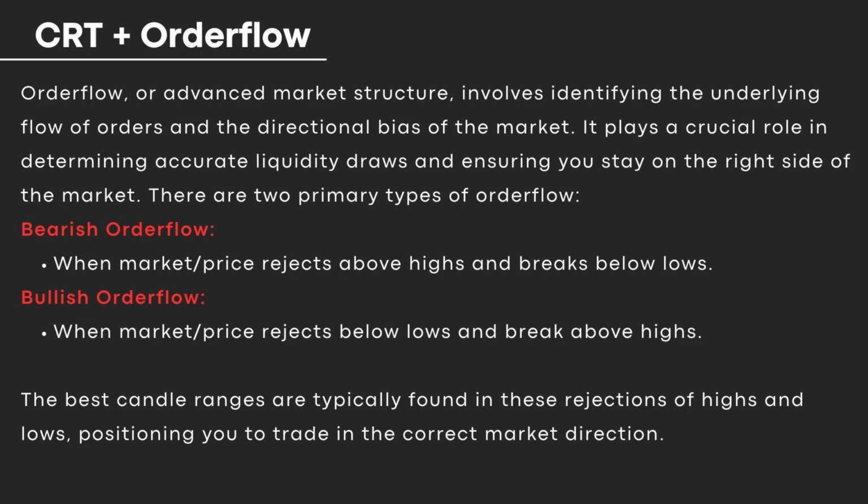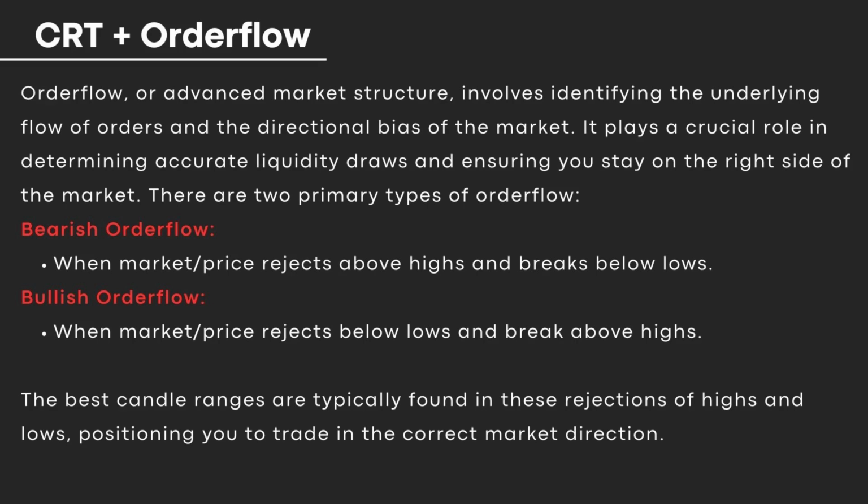Now let's discuss order flow. So order flow or advanced market structure involves identifying the underlying flow of orders in the directional bias of the market and price action, right? It plays a crucial role in determining drawn liquidity and ensuring that you stay on the right side of the markets at all times. And this way you'll be able to trade with the trend or order flow of the market, not against it, right? And that way the odds will always be in your favor. There are primarily two types of order flow. We've got bullish order flow and bearish order flow.